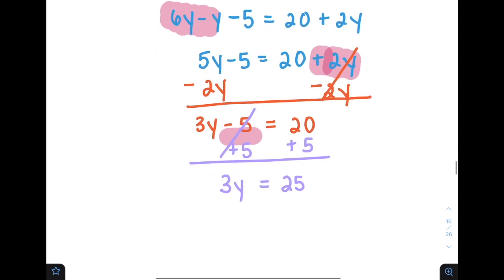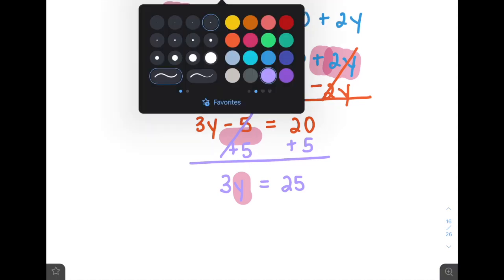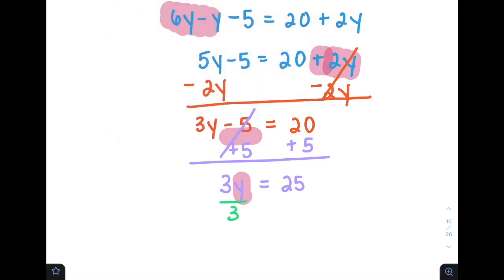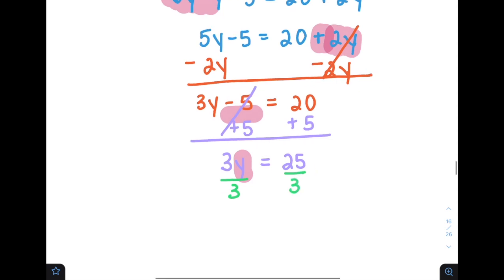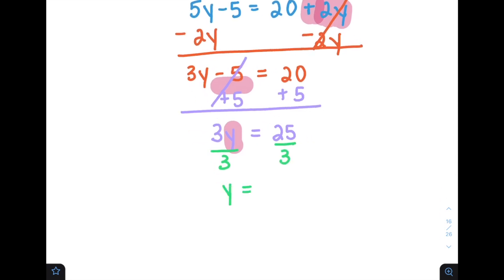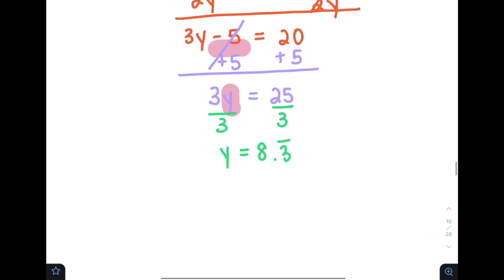Still isolating my variable, I'm going to divide both sides by 3. y is going to equal 8 and 3 repeating. Or what I can write is y equals 8 and 1/3.